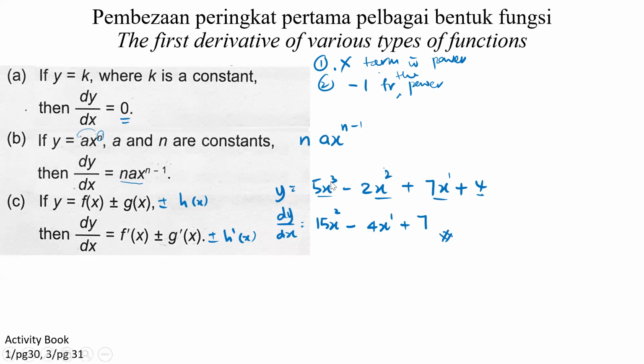Your power from power 3 becomes power 2. Power 2 becomes power 1. Power 1 becomes power 0. So that is differentiation. Bring down the power, and reduce the power. Is that okay? Easy, right? Super easy.